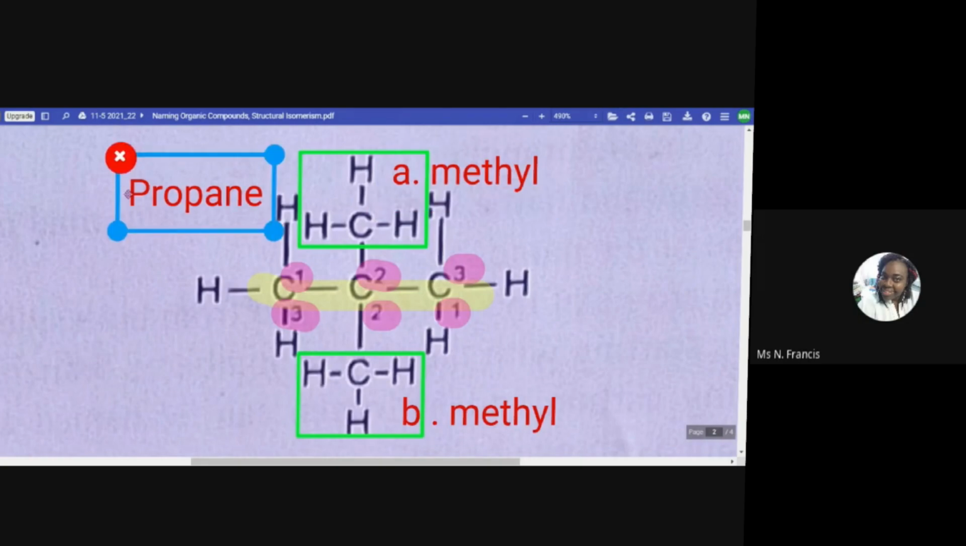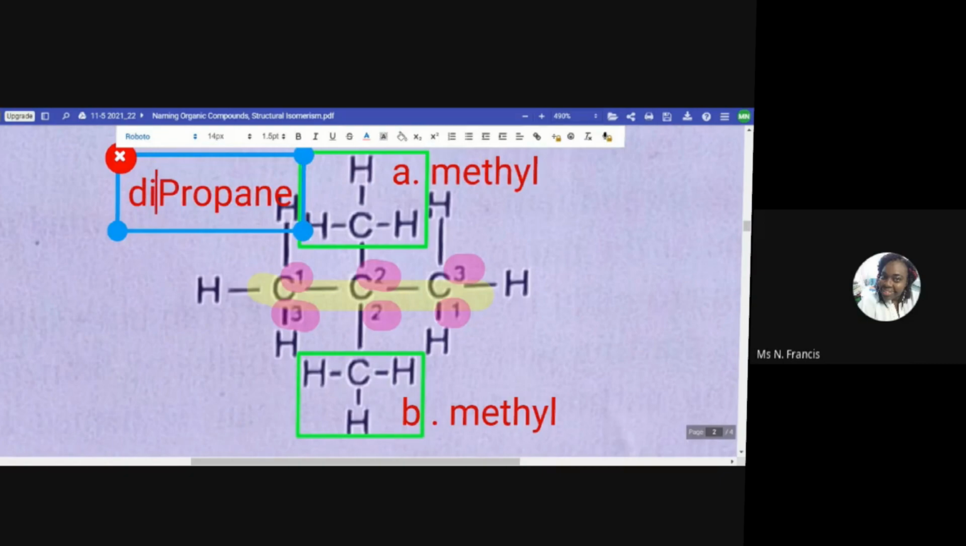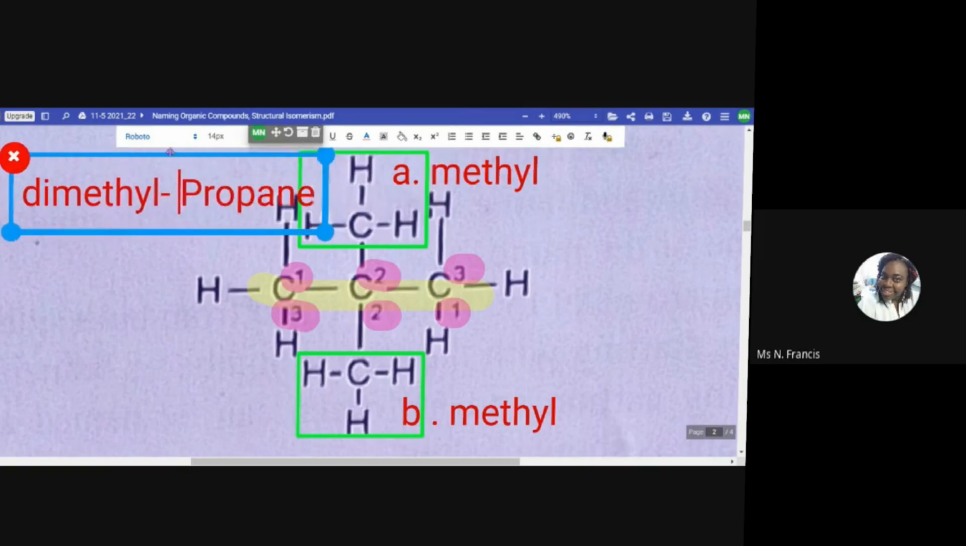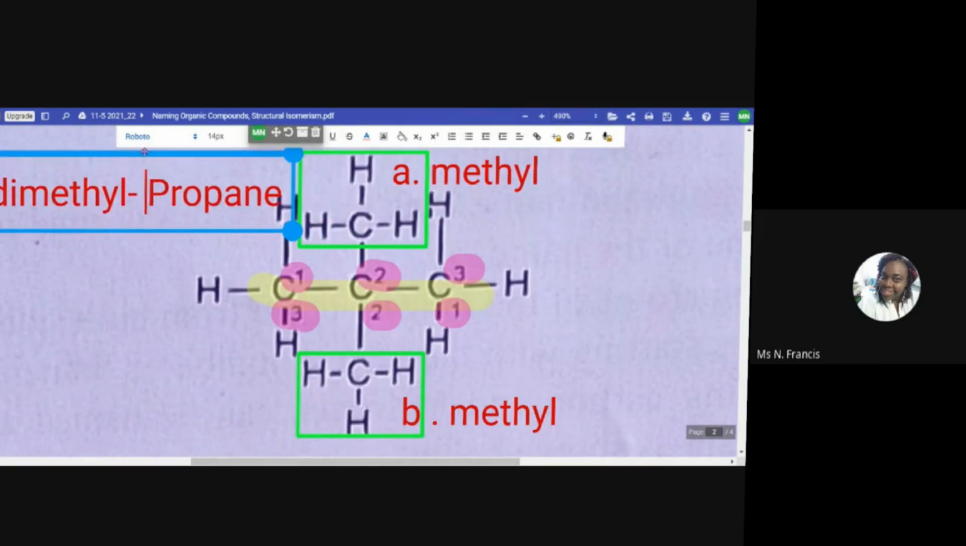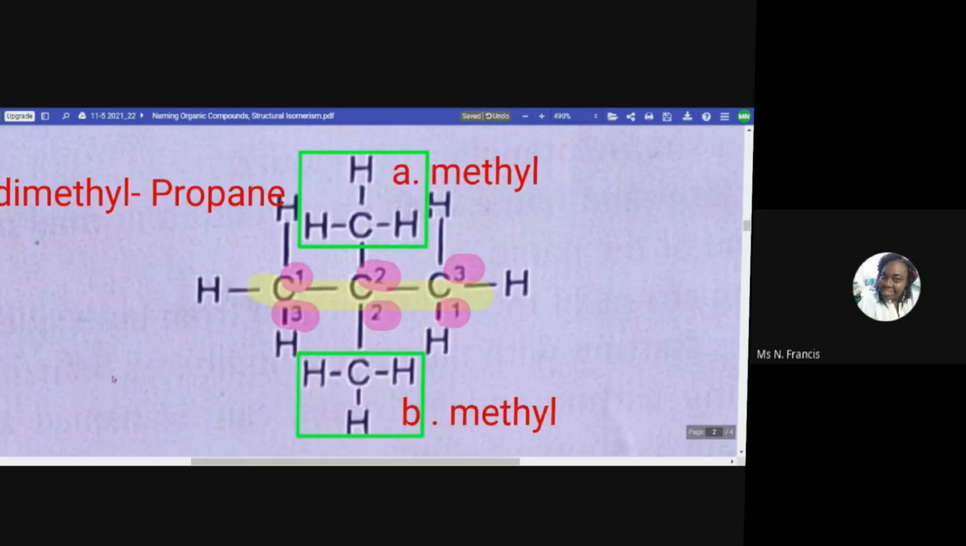So we need to account for that. Now, it doesn't make sense for me to write methyl propane, right? Because they're the same methyl group, to account for it, I use another prefix, and that prefix is di. So instead of writing methyl propane, I am going to write dimethyl propane.